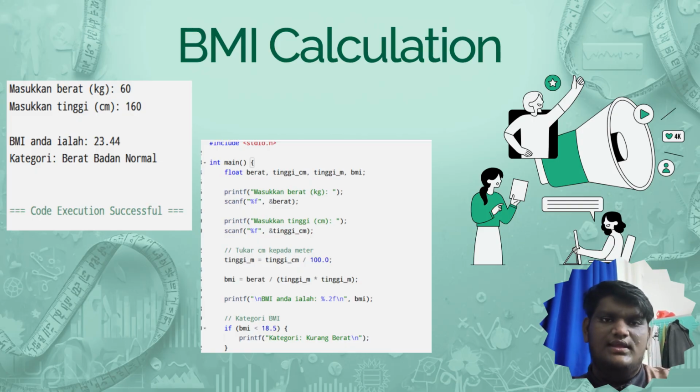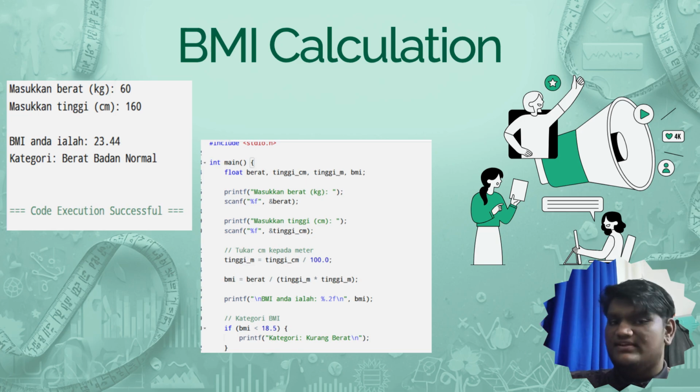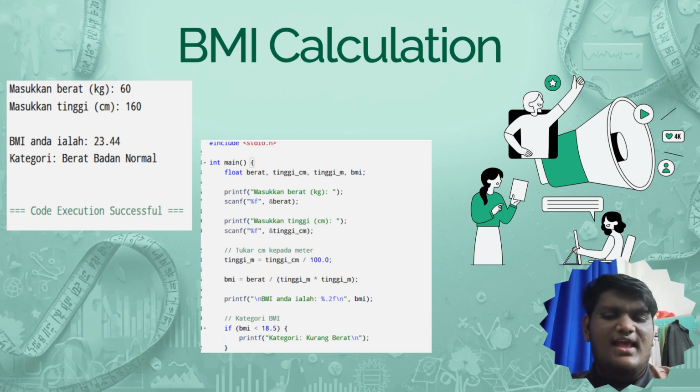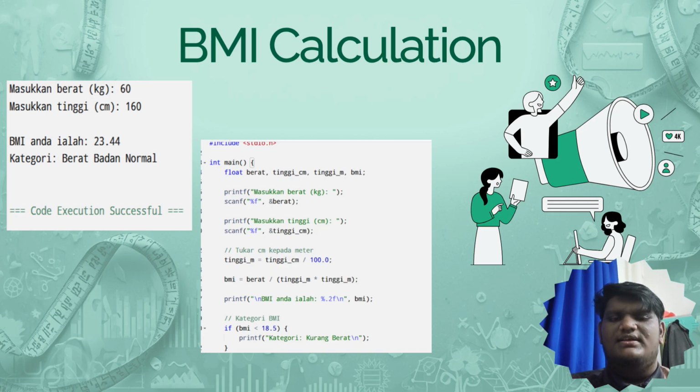Alright, we go to the next part. Here is our first program, Body Mass Index BMI Calculator. So, how does it work? Firstly, it asks the user to input the weight in kilograms and height in centimeters. Second, convert the height from centimeters to meters. Thirdly, calculate BMI using the standard formula, BMI equals weight divided by height in meters to the power of 2. And lastly, automatically classify the result into the categories underweight, normal, overweight or obese.